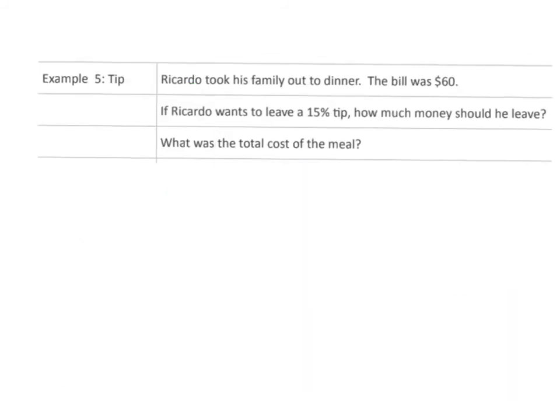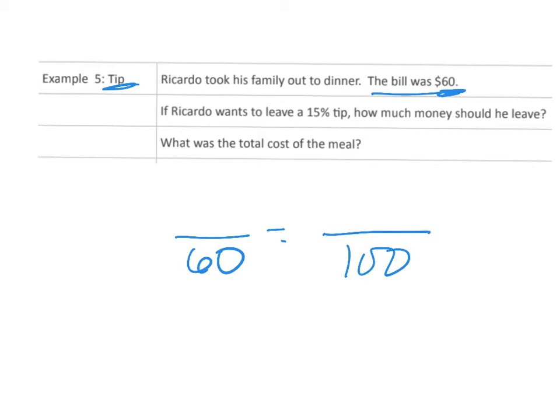Okay, so let's do a tip now. It's a little bit different, but it's set up the same way. Same proportion. Ricardo took his family out to dinner. The bill was $60. That was his original bill. He wants to leave a 15% tip. So 15 goes on top of 100 because that's the percent. It says how much money should he leave and what was the total cost of the meal.